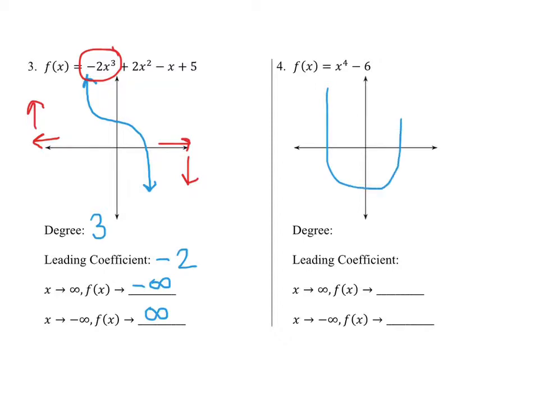This is approximately what the graph of number 4 looks like. For the degree and leading coefficient, once again, I'm just going to look at the first piece of the polynomial. My degree is a 4. Leading coefficient is a 1. As my graph goes to the right, it's going up. To the left, it's also going up. So I would say as x approaches positive infinity, f of x approaches positive infinity. As x approaches negative infinity, f of x approaches negative infinity.